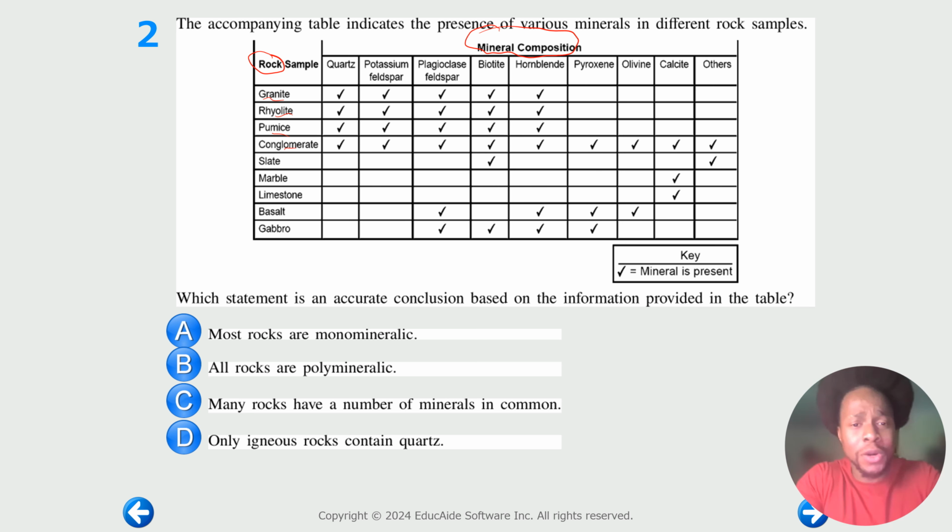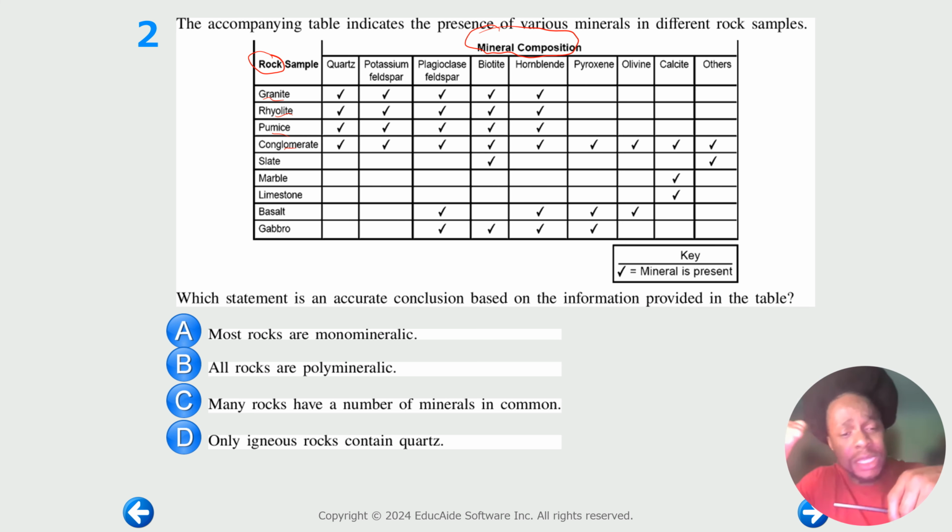So granite has quartz, potassium feldspar, plagioclase feldspar, biotite, hornblende. And then rhyolite has a list of minerals, and pumice has a list of minerals. So we get the point. Many of these rocks contain one or two or three minerals because minerals come together to form rocks.